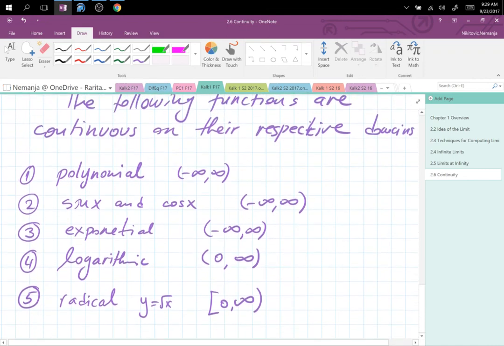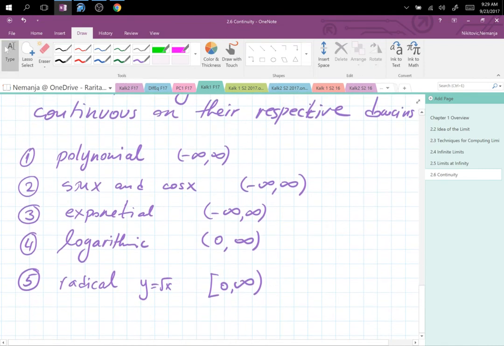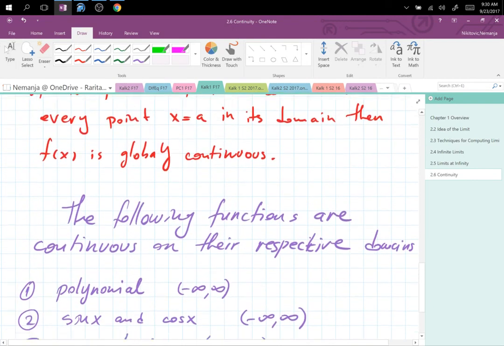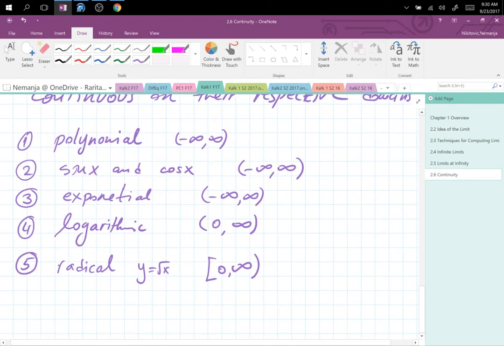So the following functions are continuous on their respective domains. All of these, I am missing more. Maybe not. For now.